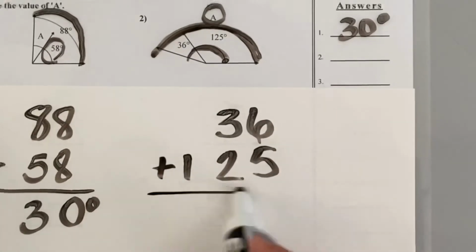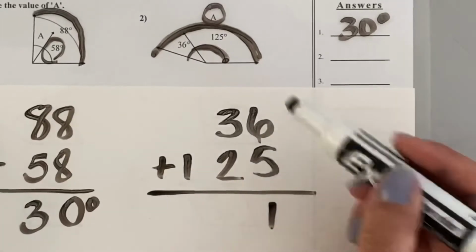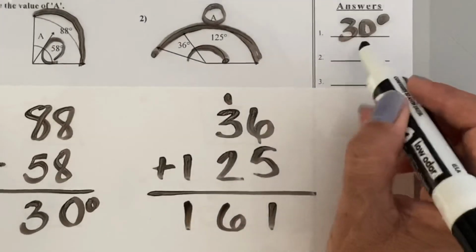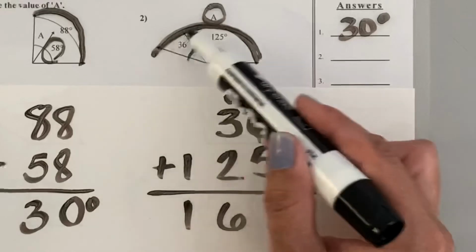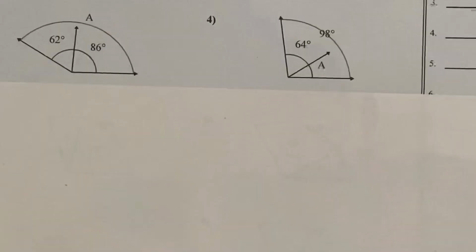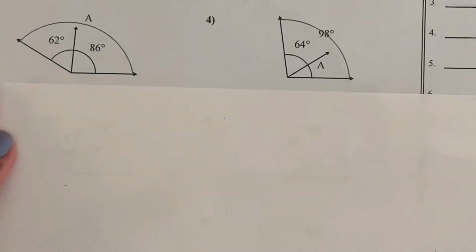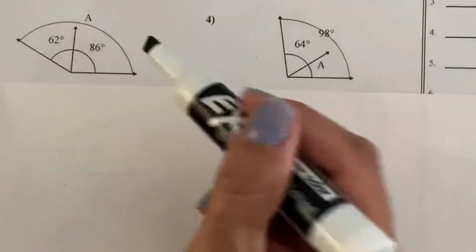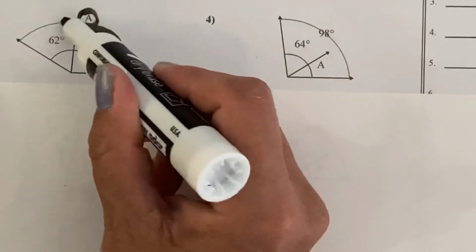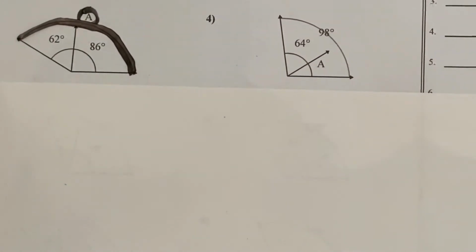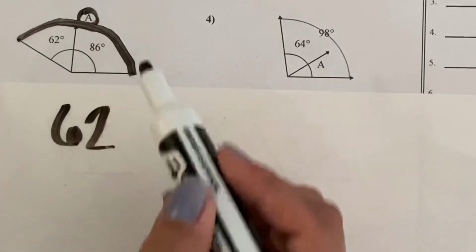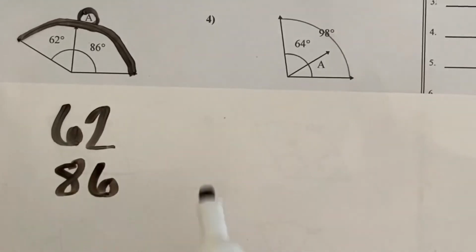I know the two parts and I need to find the total. That means I must add to get the total. 6 plus 5 is 11, 4 plus 2 is 6, and bring down the 1. The angle A, this obtuse angle right here, is 161 degrees. Let's take a look at question number 3. On question number 3, I see my mystery number here. My mystery angle is A, which represents the total of the two angles that they gave me. They gave me acute angle 62 right here, and another angle 86 degrees right here.